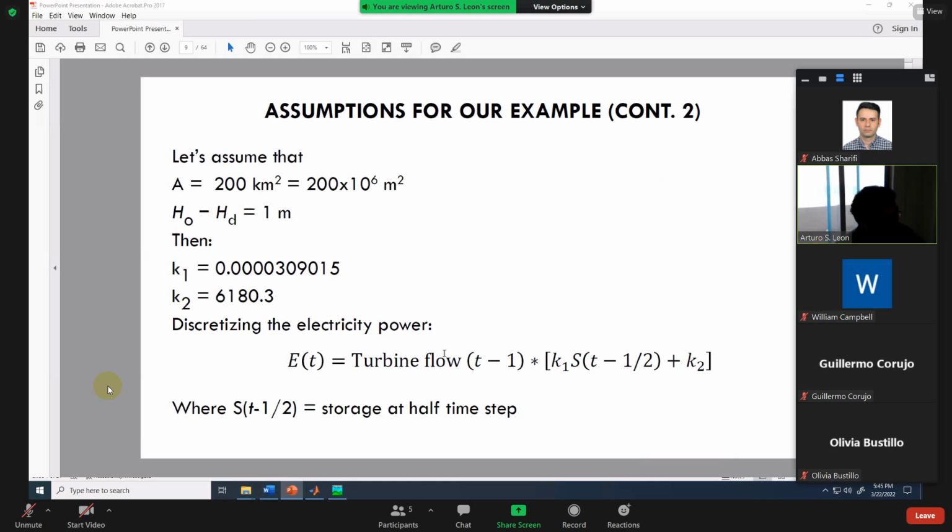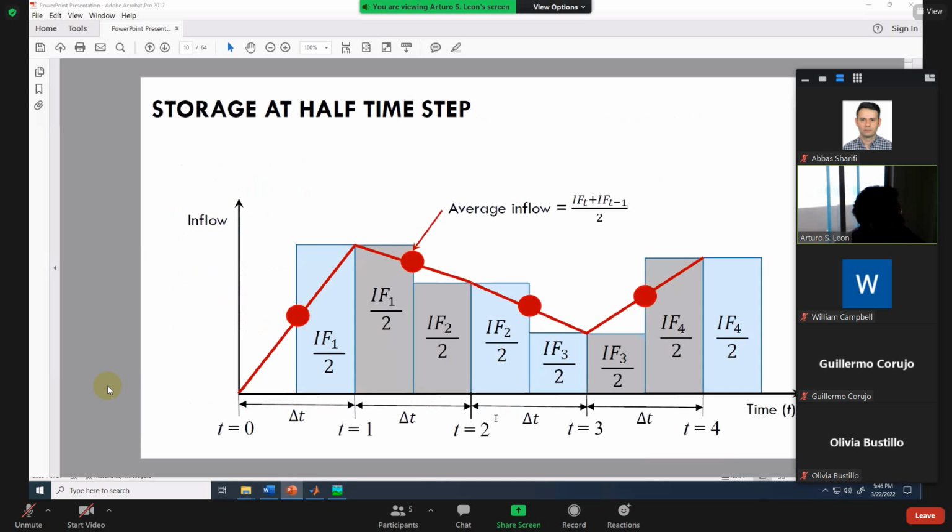For example, if I want to know what my energy is after 1 hour, it will be my turbine flow at the previous time step. For example, at time 0 hours, let's say I set up a given flow, and then I have to multiply by the coefficient, storage plus K2. I am simply discretizing. This is just to apply the equation.